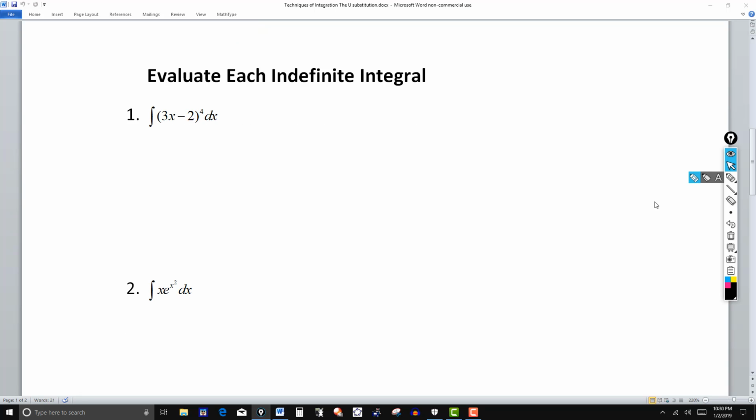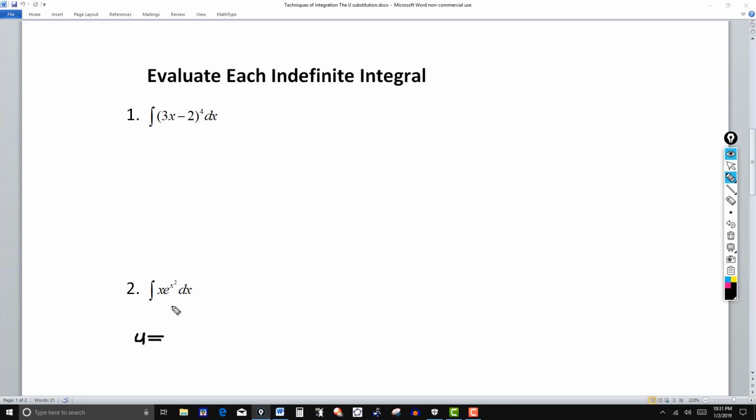Now this one, you have the antiderivative of x e to the x squared. So remember, we know the antiderivative of e to the x is e to the x plus a constant. Antiderivative of e to the u with respect to u is e to the u plus a constant. So we try to simplify this. Again, we want to select a value for u that will simplify this and put everything in terms of u.